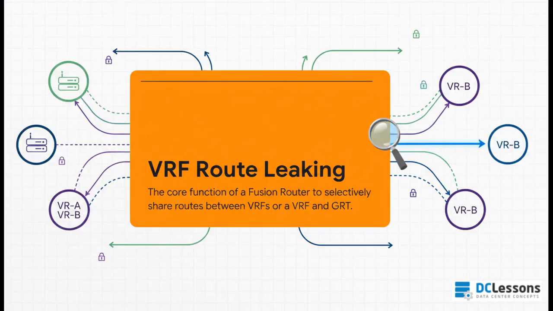So how does it actually do this? What's the secret sauce? Well, the magic behind the Fusion router is a technique called VRF route leaking. And this isn't just your standard, everyday routing. No, it's way more sophisticated. It's all about a controlled process of selectively sharing, or leaking, very specific routes from one isolated network into another. This is how you can build these super specific, policy-driven pathways for communication between networks that are otherwise completely separate.